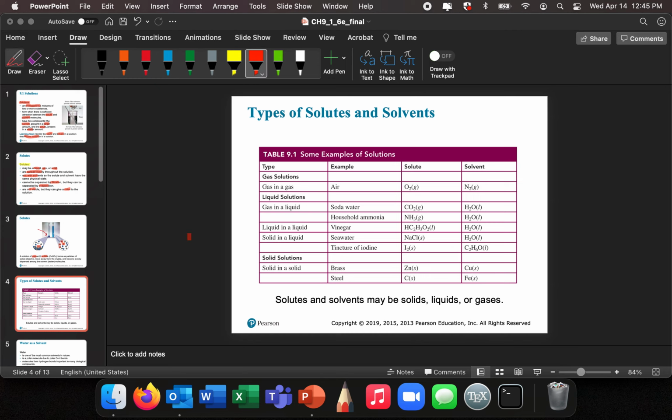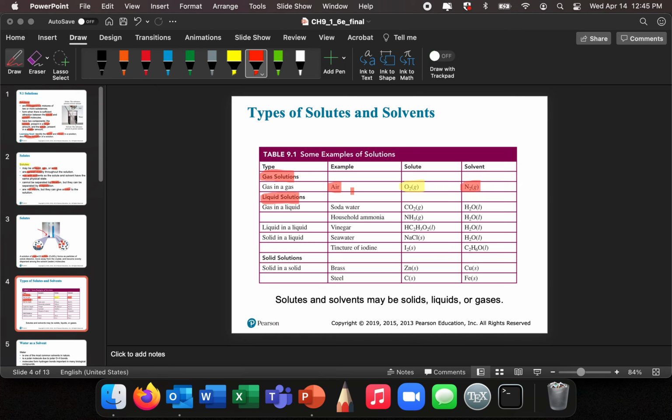Okay, so some examples of solutions are here. There are some kind of cool ones. A gas solution might be air, where it's mostly nitrogen, but it has a little bit of oxygen in it, enough for us to breathe. Air is mostly nitrogen, and it mostly doesn't do anything. It just goes into our lungs and comes out of our lungs. All right, so those are gas solutions.